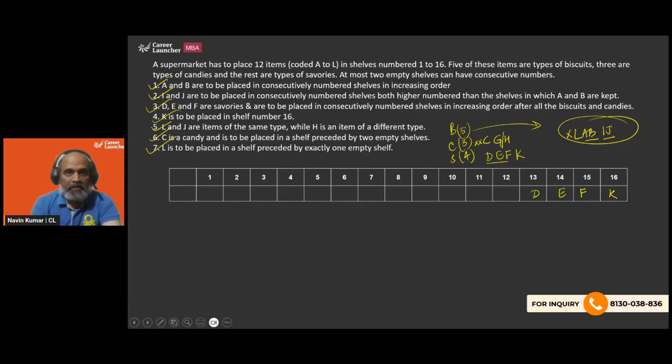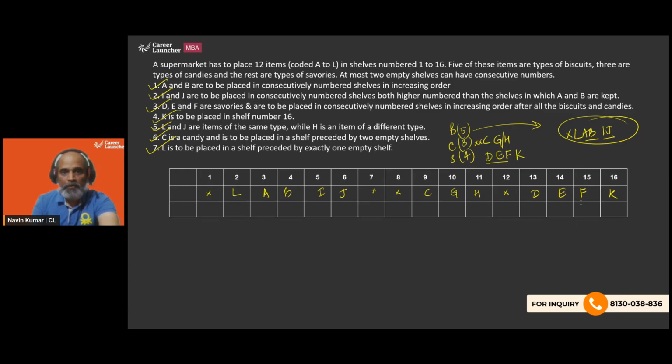So let's assume that the biscuits are in the front. So this is going to be an empty shelf. We will have L, A, B, I, J, then two blank shelves, and then we will have C, G, H, or we may have C, H, G, the other possibility. So L, A, B, I, J, two blank, C, H, G, D, E, F, K.